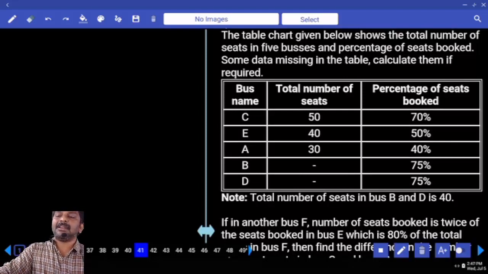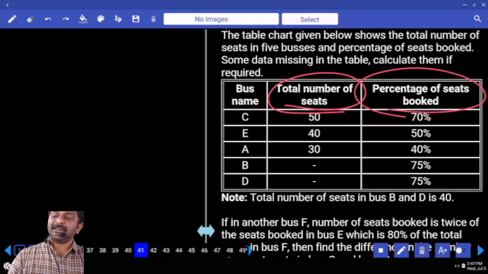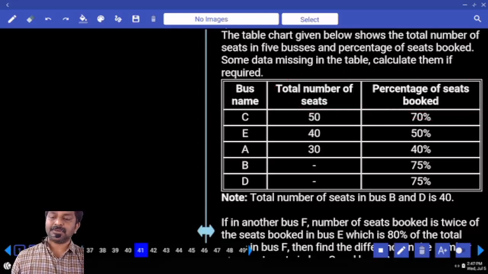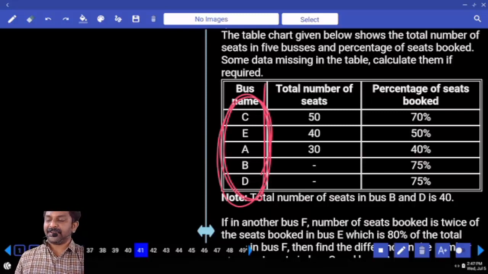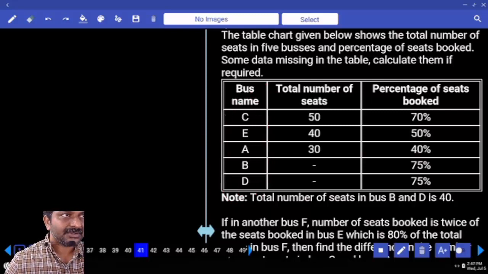The table chart given below shows the number of seats in 5 buses and the percentage of seats booked. These are the total number of seats and then the percentage of seats booked. Bus name. If you look at this, the order is different. So while picking the data, you need to be careful. I don't recommend you to frame the table again, but while taking the data, be careful.